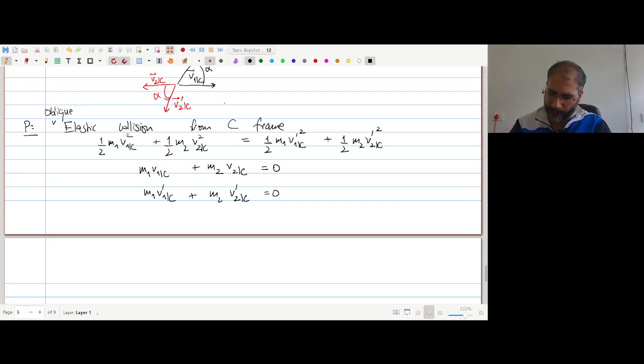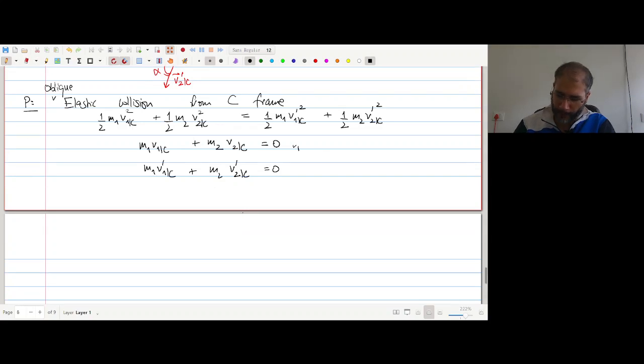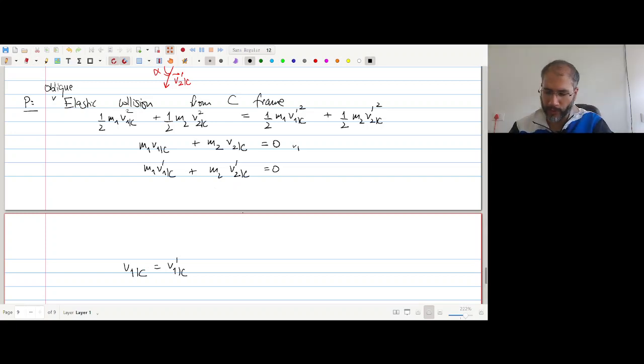So I would want to find what these quantities are. When we use these equations, of course I cannot use these two equations to find v1 prime and v2 prime. So I basically use this and this to solve for v1 prime and v2 prime. This simply gives us some sort of compatibility between v1c and v2c. So once we solve this, what we get is v1c is equal to v1 prime c.